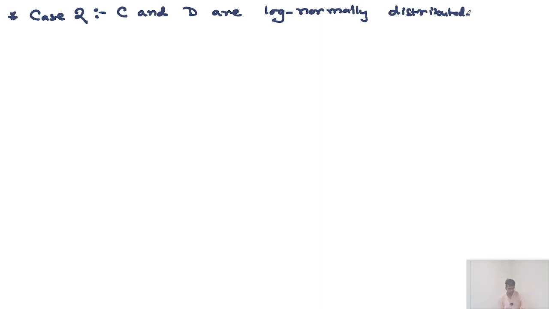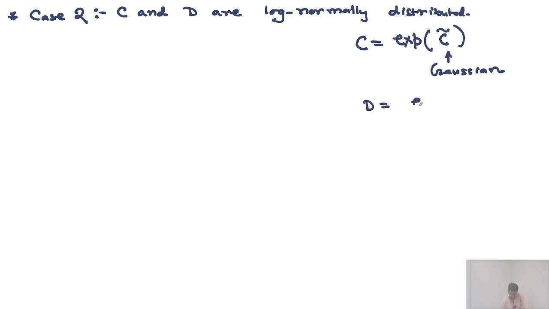Okay. Case 2, C and D are log normal distributions, and because I have not discussed log normal distribution, let's write it down that C is exponential of C tilde, where C tilde is some Gaussian distribution. Similarly, D is equal to exponential of D tilde, where this is my Gaussian, right? This is from the definition of log normal distribution.